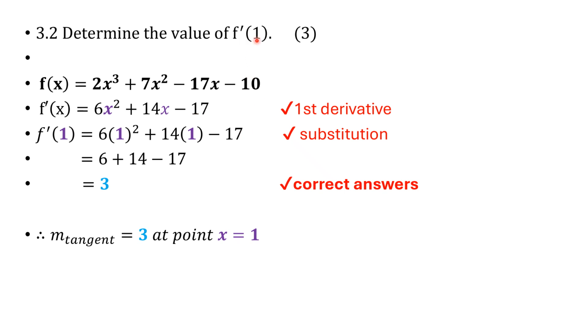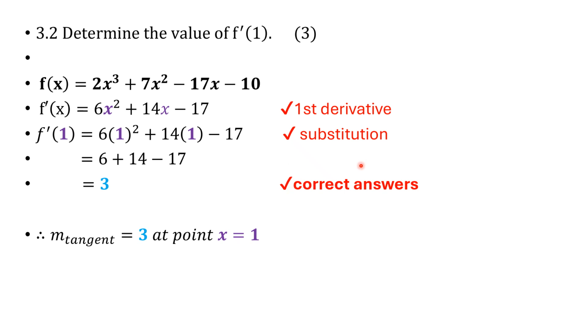Now we have to substitute the value 1 into the first derivative. So if I take 1, that becomes 6 times 1 squared plus 14 times 1 minus 17. That gives me 6 plus 14, which is 20. 20 minus 17 is 3. That's my correct answer, another mark.